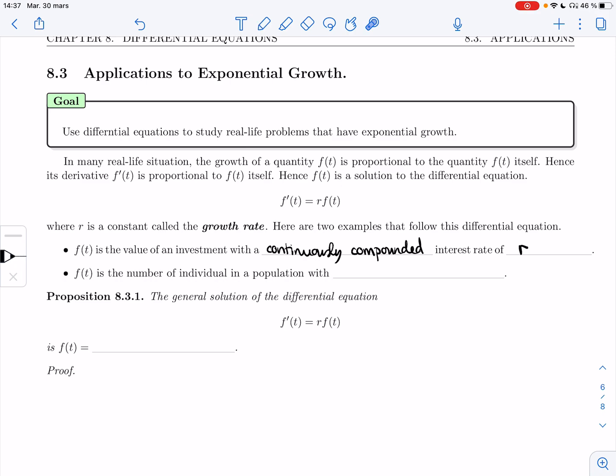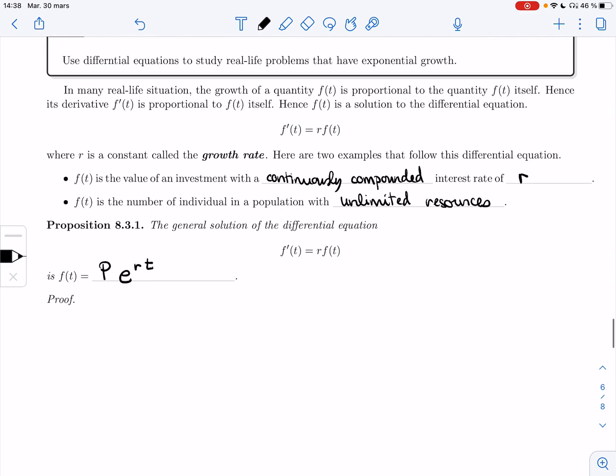You could also have that f of t is the number of individuals in a population. This is only going to be true if you have unlimited resources, so nothing is impeding your growth. Proposition 8.3.1: the general solution of the differential equation f prime equals r f of t is f of t equals P e to the rt, where P is a constant. I like to think of it as PERT. So let's prove that.